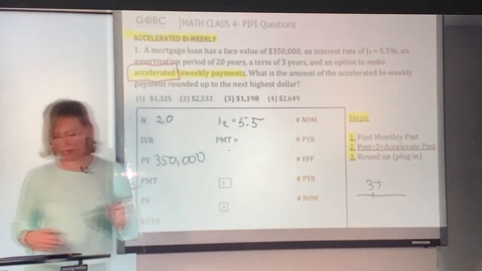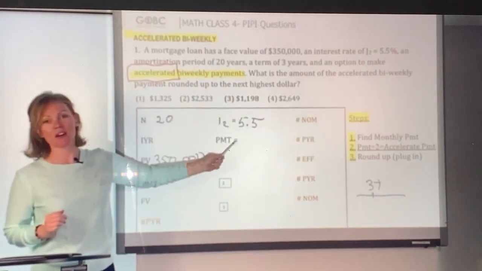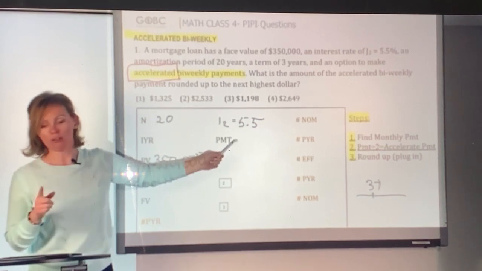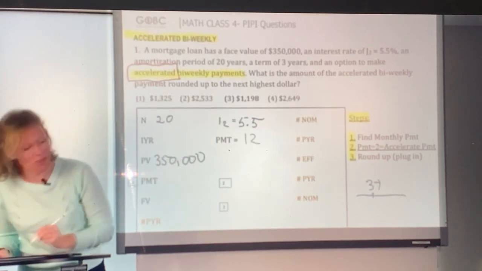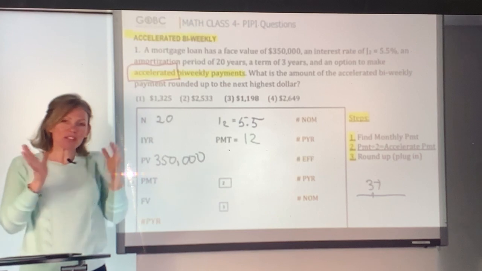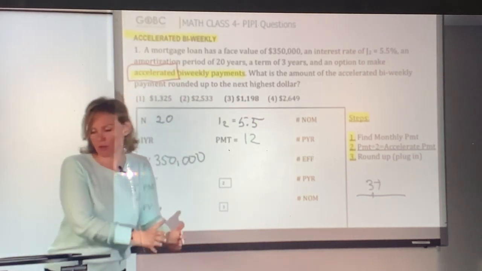Option one, we're going to find the monthly payment first. So what am I putting in here again? Is that going to be 26 or is that going to be 12? 12. We want monthly. So first you find the initial payments, which are the monthly payments, and then we'll take that payment and then we will accelerate it. I'll show you what to do with that, okay?